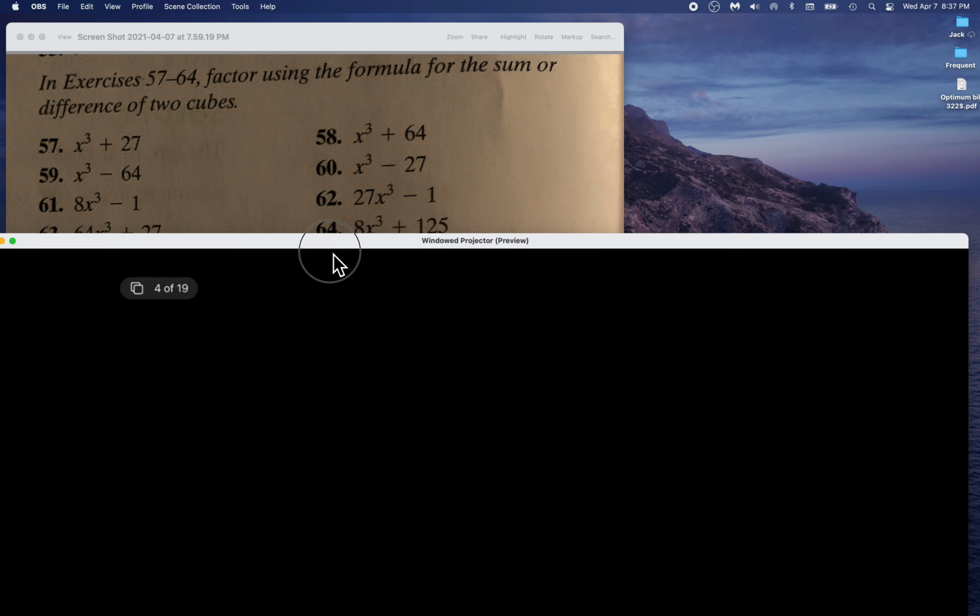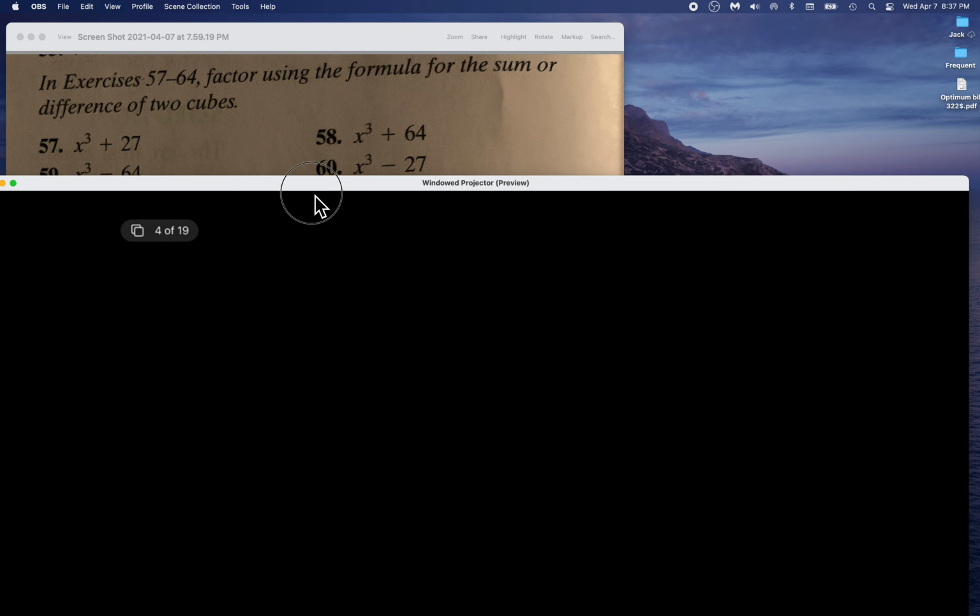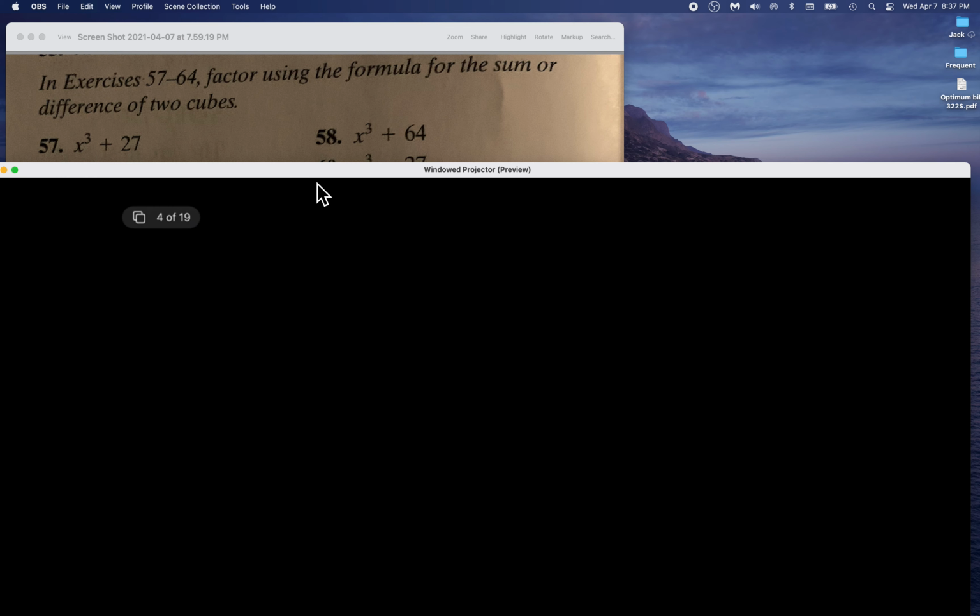In this video, we're going to look at some advanced factoring techniques that will be helpful on the SAT exam. So let's look at some of these expressions that we're asked to factor in this homework assignment. So the first one, number 58, is x cubed plus 64, and we're asked to factor that.